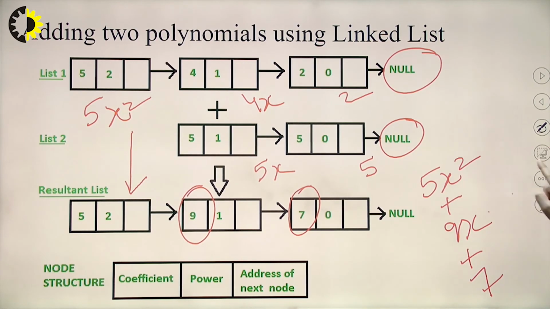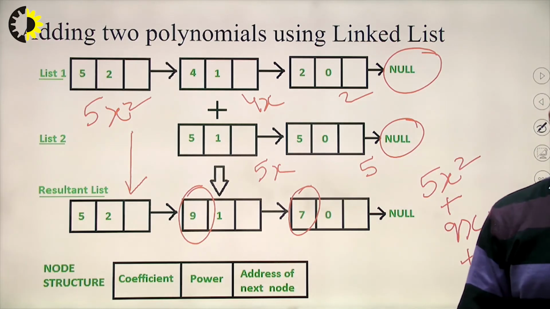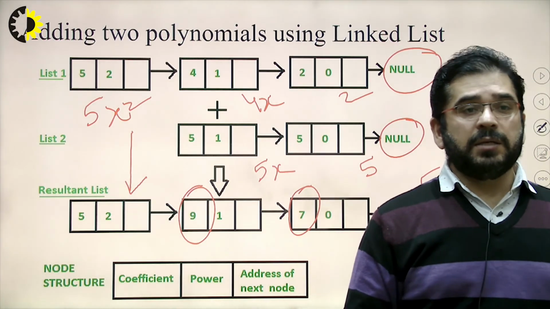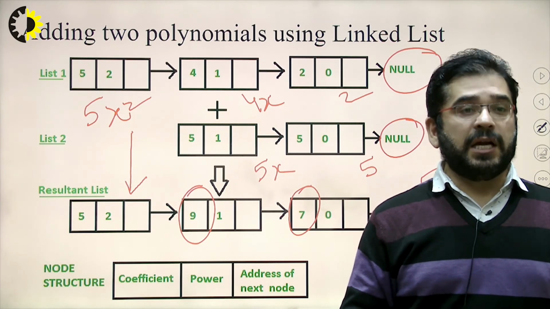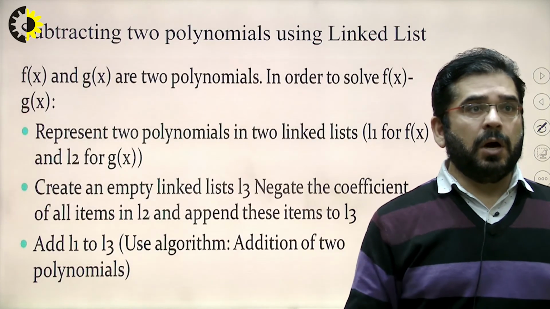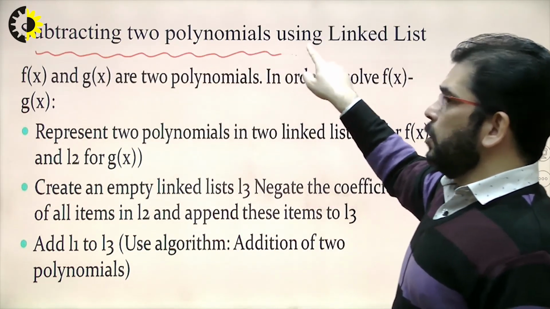This is 9x. So this is the structure of the node. The first part contains the coefficient, the second part contains the power or exponent, and the third part contains the address of the next node. Now the second operation which we will perform today is subtracting 2 polynomials.